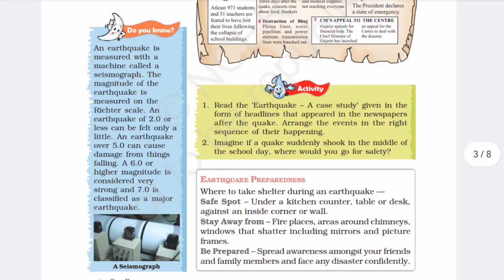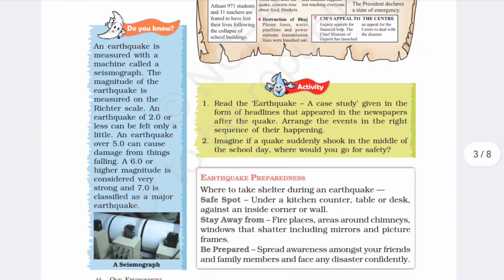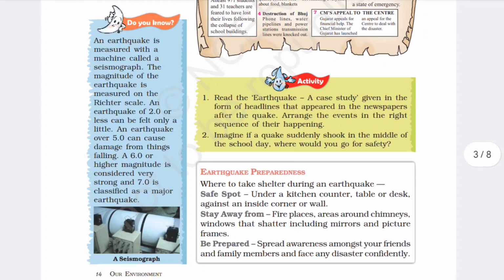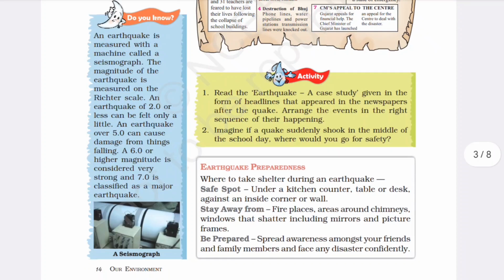An earthquake is measured with a machine called a seismograph. The magnitude of the earthquake is measured on the Richter scale. An earthquake of 2.0 or less can be felt only a little. An earthquake of 5 can cause damage from things falling. A magnitude of 6 or higher is considered very strong. A 7 is classified as a major earthquake.